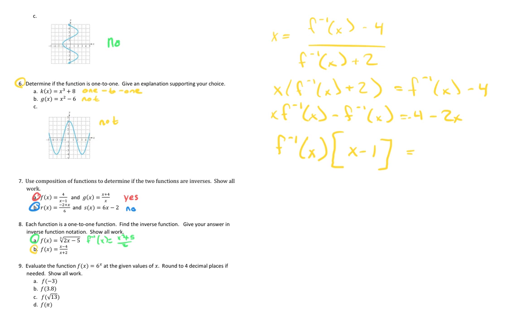Yeah, sorry. So we're going to have negative 2x minus 4. So now that we have this here, we get to divide by x minus 1 on both sides. And that'll get us that f inverse of x equals negative 2x minus 4 over x minus 1.